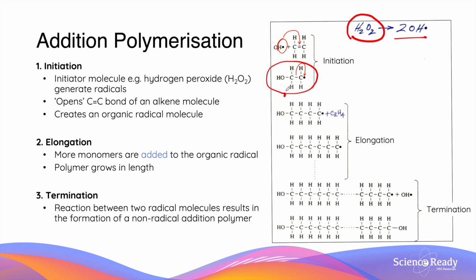While I use hydrogen peroxide as an example, please keep in mind that there are other compounds that can also be used to produce these radical molecules that will initiate the polymerization. In elongation, monomers are added sequentially to the radical molecule produced in initiation. This increases the length of the organic molecule, eventually forming a longer polymer. Finally, polymerization terminates when two radical molecules, shown here, react together to form a final molecule without an unpaired electron. As a result, this molecule will no longer react and becomes a final product of the reaction.